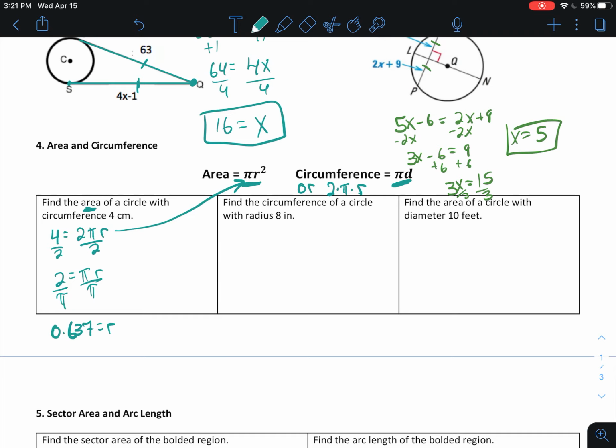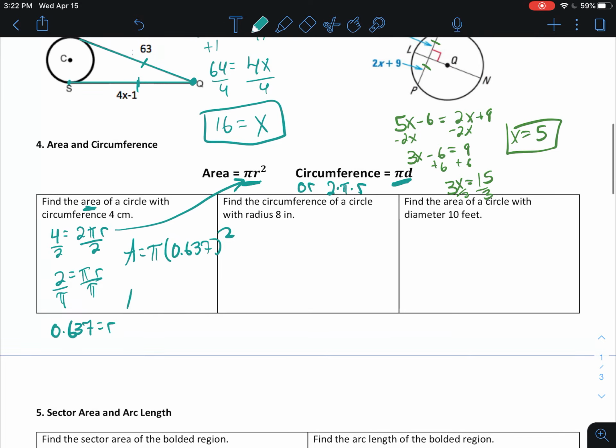Now we can plug that in. So the area is going to be equal to pi times 0.637 squared. So if we take pi, we multiply it by 0.637 squared, we would get the area to be 1.275 centimeters squared.